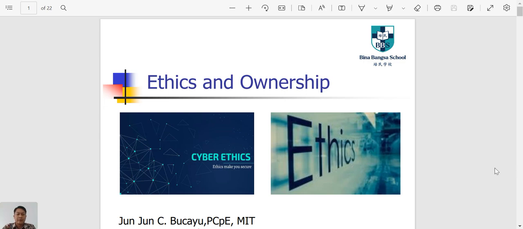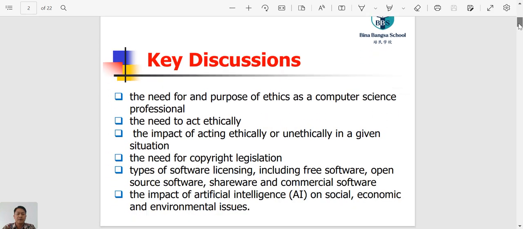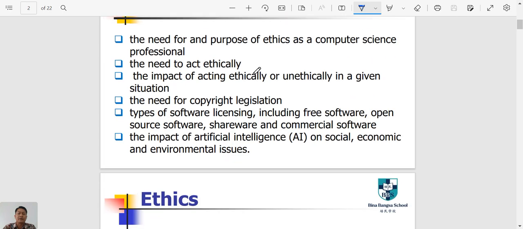Good day, everyone. Our next topic is on ethics and ownership. Our key discussions for today, we are going to discuss the need and purpose of ethics as a computer science professional, the need to act ethically, and of course, what is the impact of acting ethically and unethically in a given situation. We're going to look into the copyright legislation also, and we are also going to focus on the types of software licensing that includes the free software, open software, shareware, and commercial software.